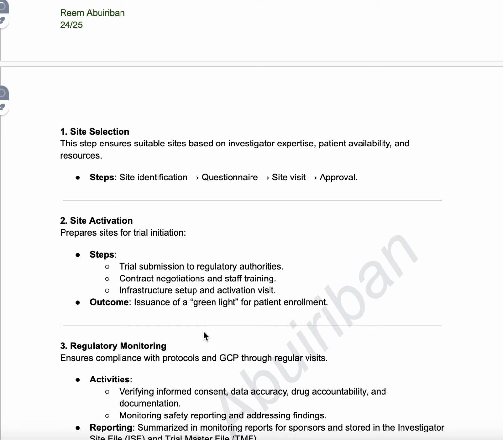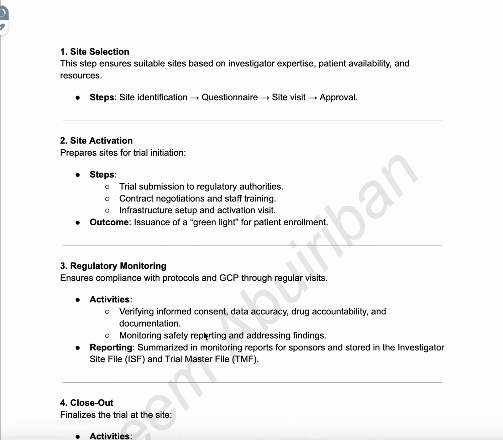The other function of the site management team is site activation. Prepare the site for trial initiation. So we select the site. Now we are making the activation of this site. But how? The steps are trial submission to regulatory authorities, and then contract negotiations and staff training. Then infrastructure setup and activation visit. The outcome is assurance of the green light for patient enrollment.